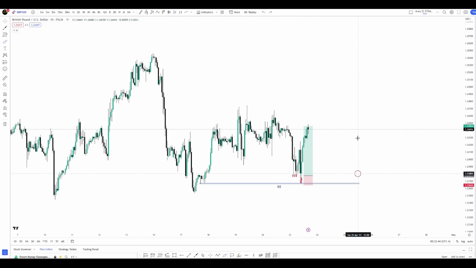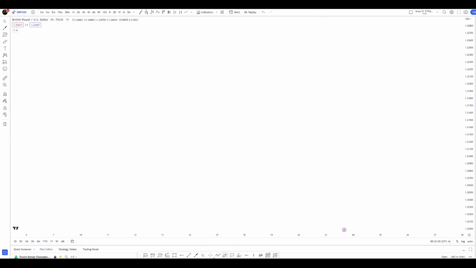Let me see, sorry, give me 1 second. The second thing that we're going to be looking for is a downtrend market. So here, let's see, the price creating lower highs, lower lows.